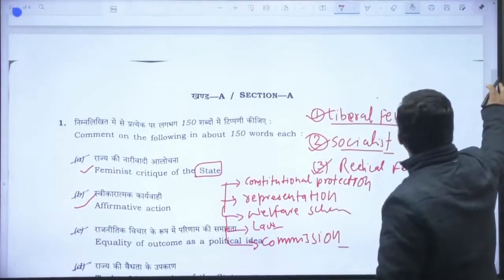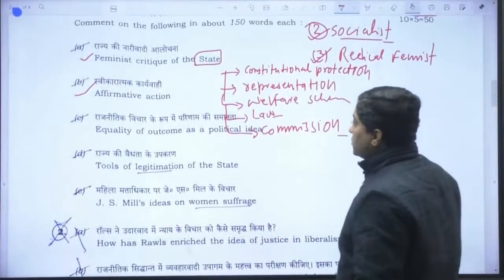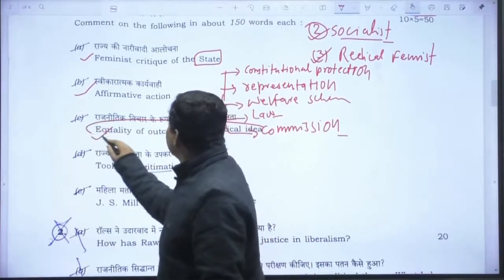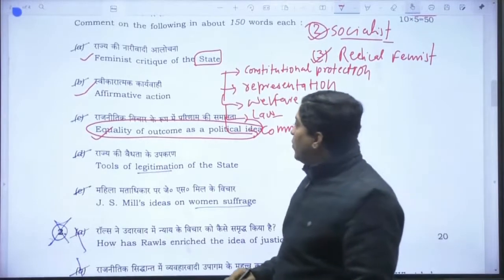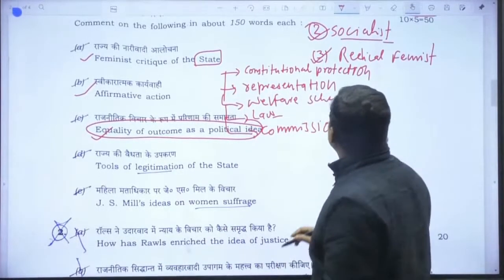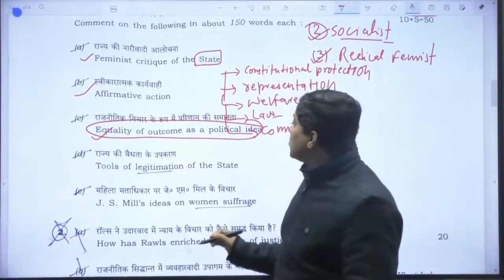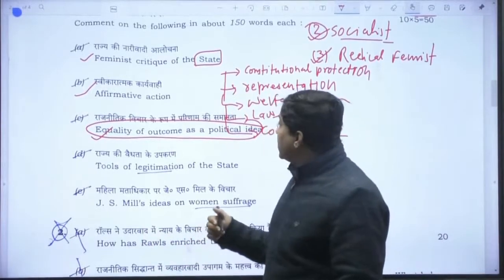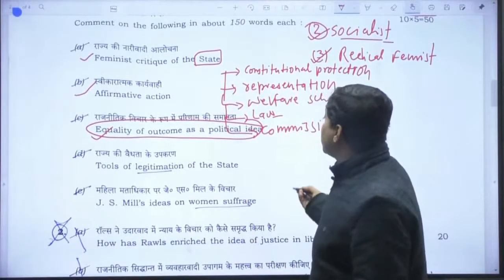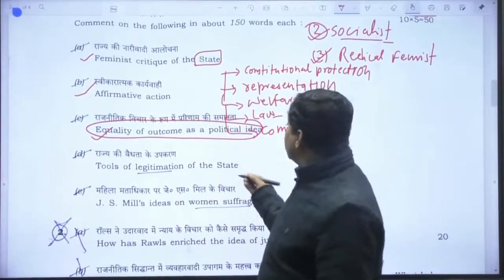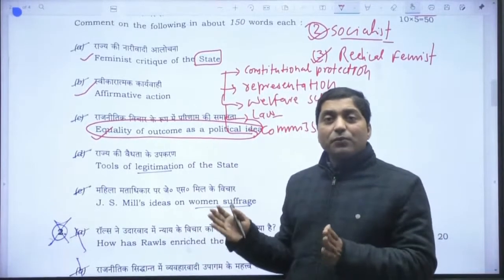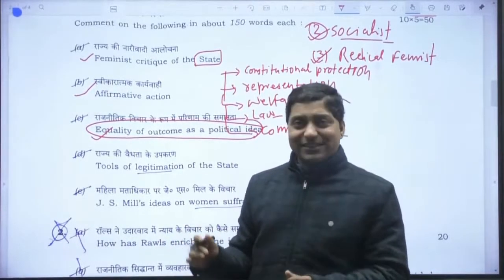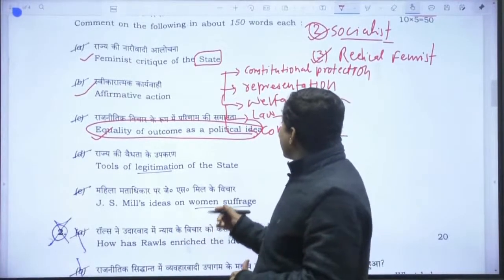Now come to the next question. Equality of outcome as a political idea, right? So basically this is a socialist idea. You must have gone through political ideology. What do liberals talk about? For liberals, equality means equality of opportunity. But for socialists, equality means outcome as a political idea. Equality means social equality, economic equality, right? So this is a socialist idea. Why equality of outcome? Because with equality of outcome, we can ensure equity, we can ensure social justice. And if we can ensure social justice, we can ensure social solidarity in a community, right?